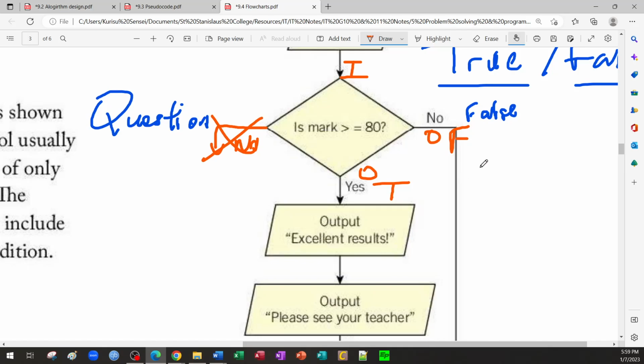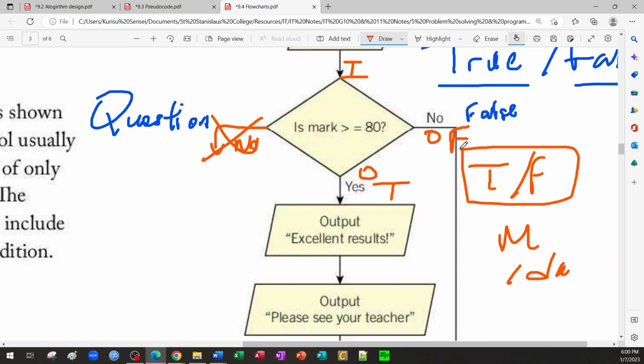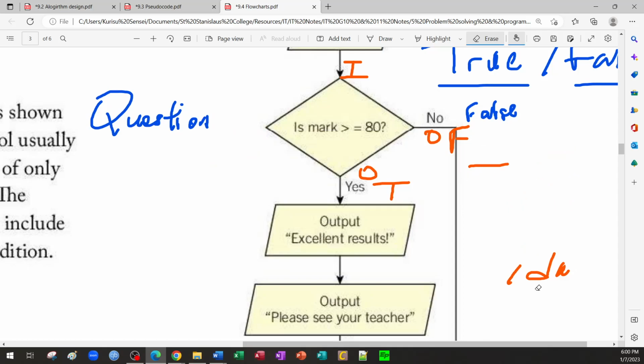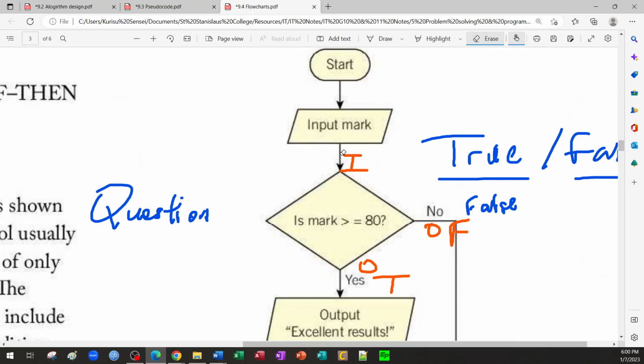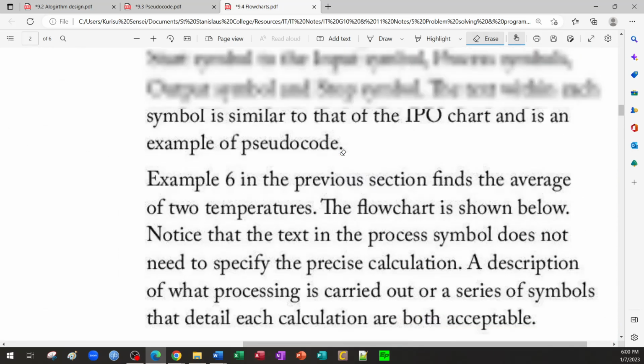Because remember, when you're answering a question, it's either true or false, right? There is nothing else that can be there. There is nothing as maybe. We don't consider maybe, or we don't consider I don't know. Those aren't logical answers when it comes to programming. So it's always going to be either true or false. So that means it's always going to be 2 outputs, no matter which decision we are carrying out.